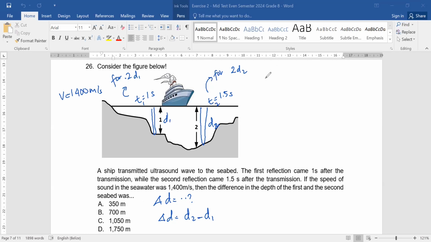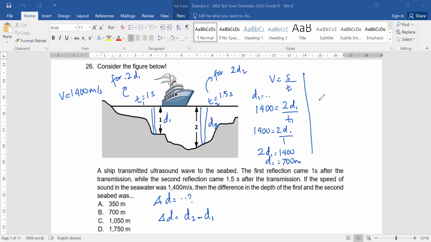To count D1, we know that V is always distance over time, right? And here, the speed of the sound is given as 1,400 meters per second. And then the distance traveled is actually 2D1, right? And the time taken for this is T1. So 1,400 equals 2D1 over T1, which is 1. So 2D1 is equal to 1,400. So D1 is 700 meters.